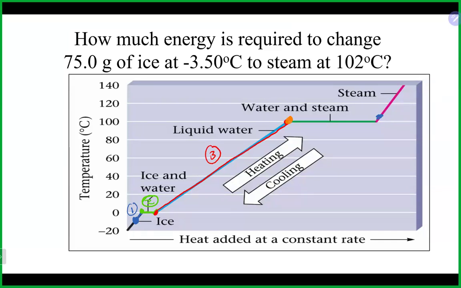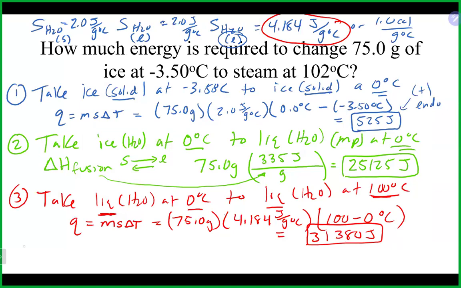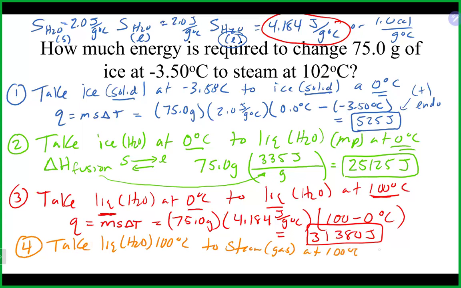The next thing that has to happen is we do have to transfer the phase from liquid to gas, basically. And that is going to take it at its normal boiling point, liquid water at 100 degrees to steam or gas at 100 degrees. And that would be our fourth sort of step here. We're going to take liquid water at 100 degrees Celsius to steam, which is gas at 100 degrees Celsius. That is the normal boiling point of what is occurring here.